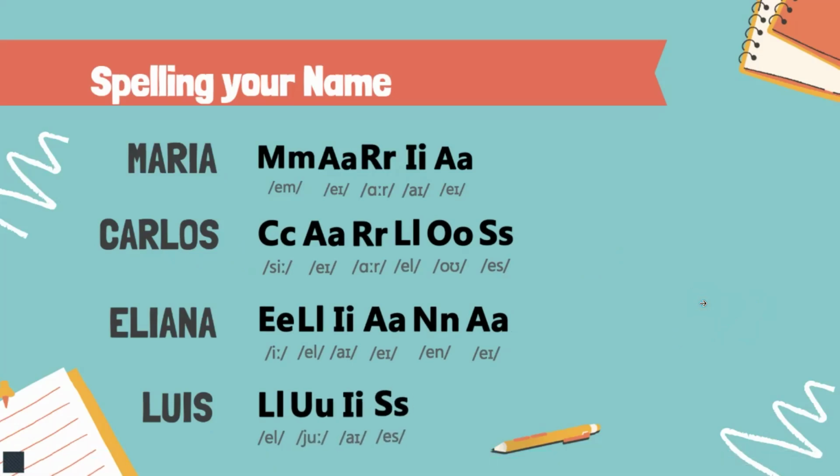Some names are different in English. There's a Luis in English that has an O between the L and the U. Luis. So if you say, my name is Luis, you need to spell it Luis. Otherwise, they will think it has an O in the middle.